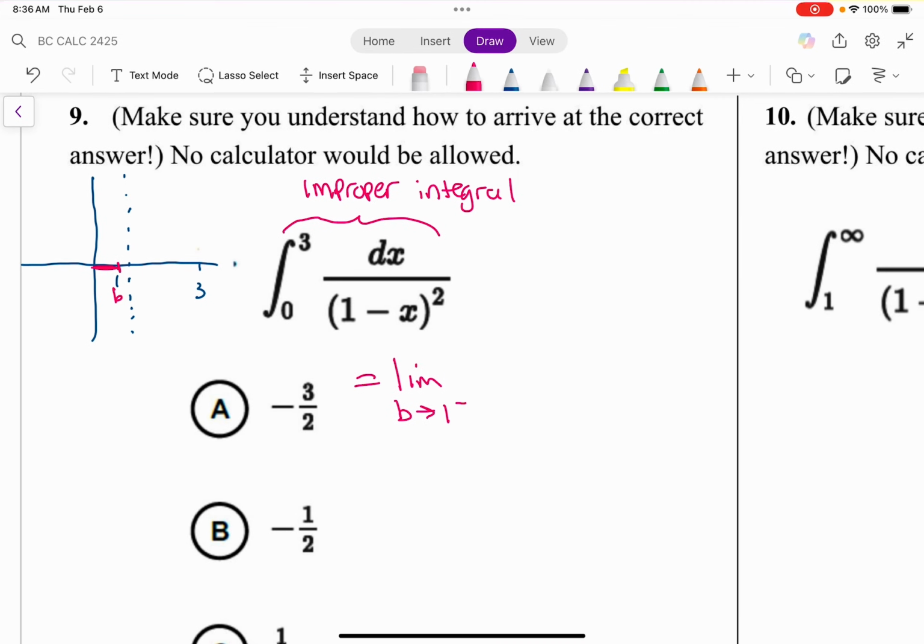Sorry, I think I put my 1 in a strange spot. 1 is there. So here's b. And if we zoom in, b is going to go towards 1 over here where we have our discontinuity. So it's coming from the left. And so it's the limit of the integral from 0 to b, as b goes to 1 from the left, of this integral.